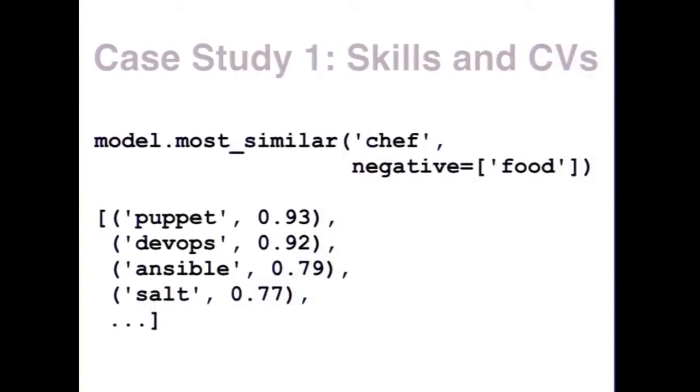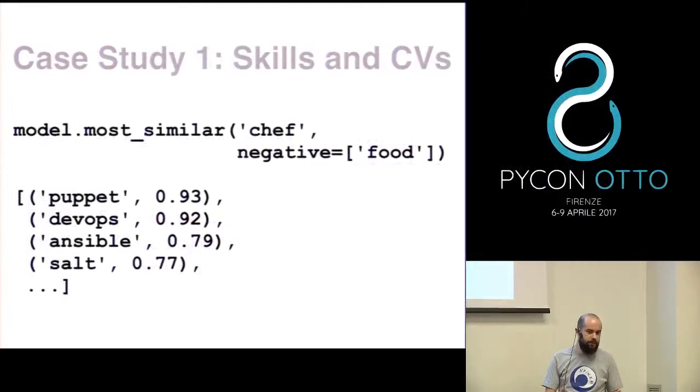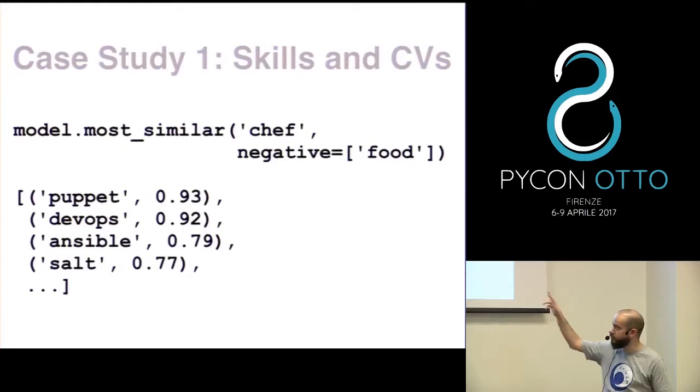That's what the data looks like. If you have a CV and you are a chef, your words will be similar to chef. But if you are a DevOps engineer, you've been using Chef, you've been using Puppet, you've been using Salt. These are all names of libraries that are in the same space. Chef, Ansible, Puppet, Salt, they're all tools for DevOps.